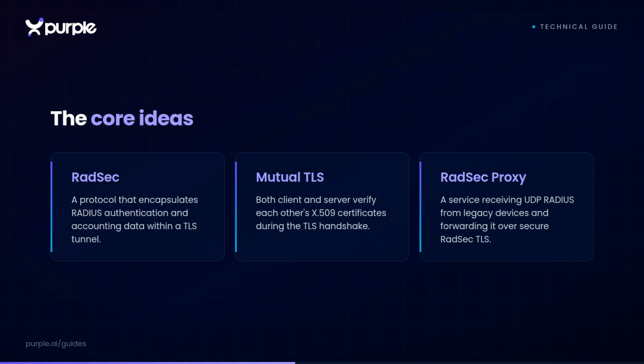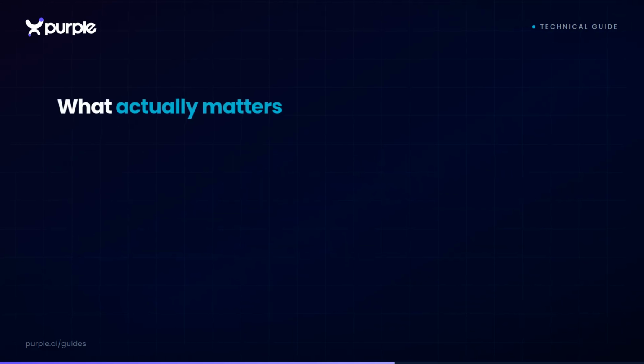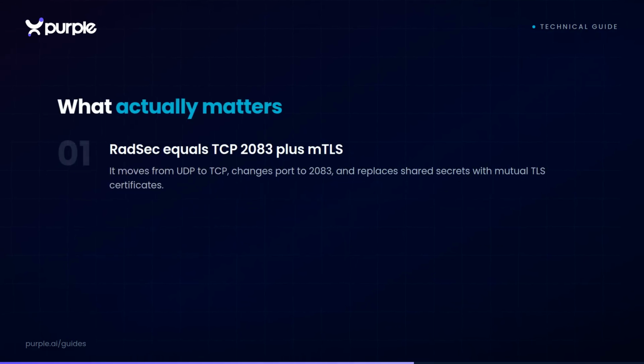For legacy devices that don't support RadSec natively, a RadSec proxy receives UDP RADIUS and forwards it over secure TLS connections. Remember, RadSec equals TCP port 2083 plus mutual TLS. It moves from UDP to TCP, changes the port, and replaces shared secrets with certificates.